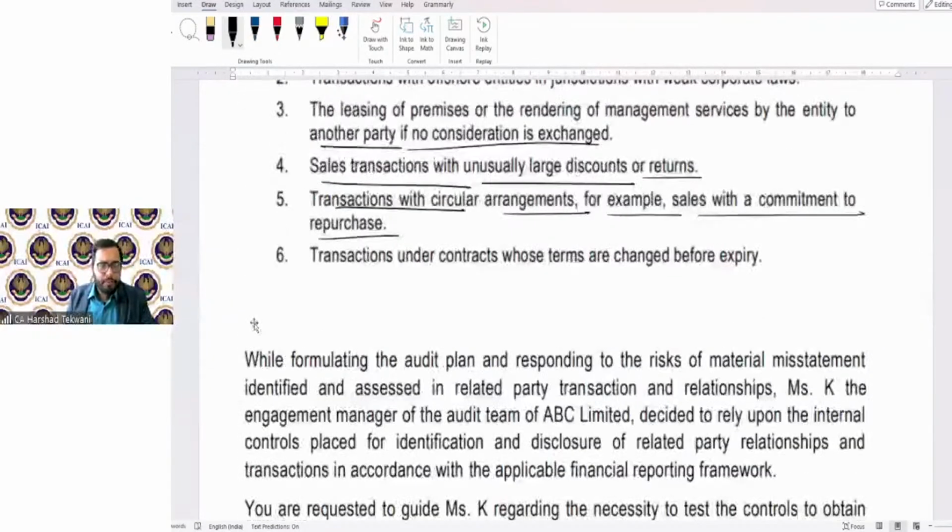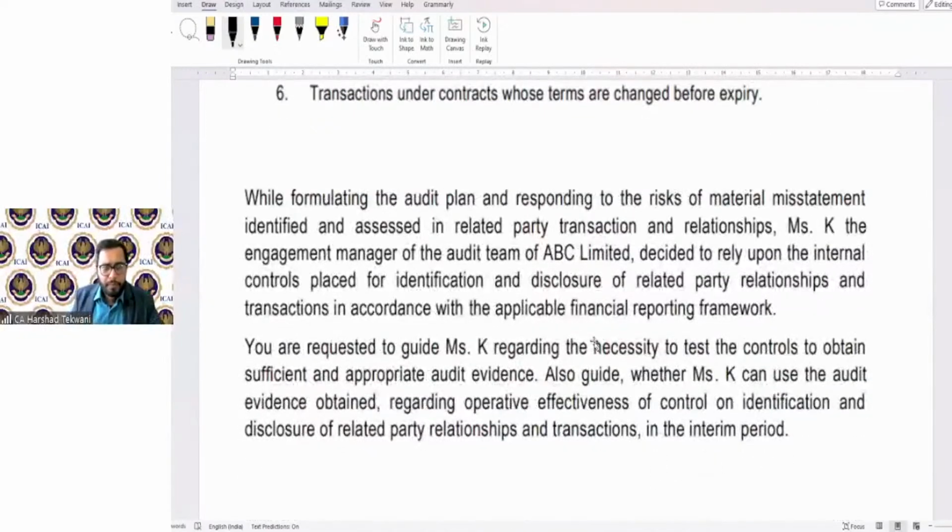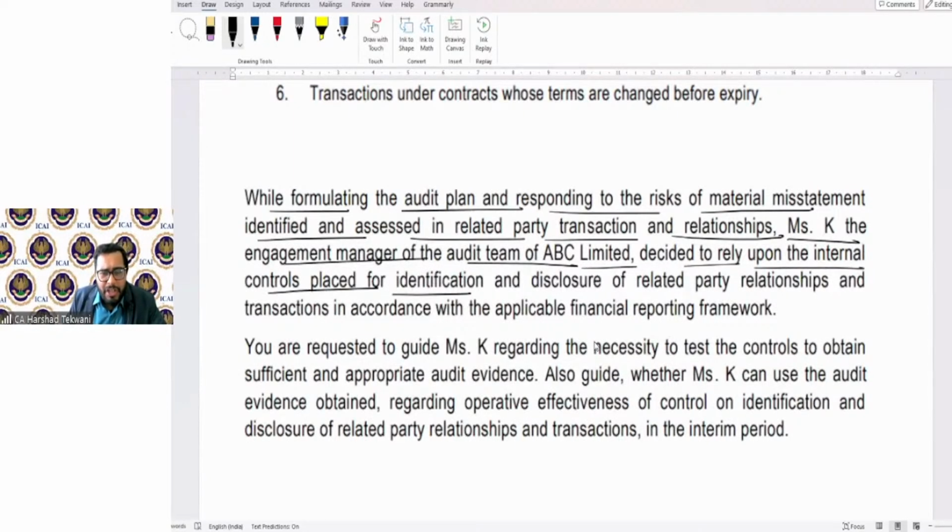Let us see one more. While formulating the audit plan and responding to the risk of material misstatement identified and assessed in the related party transaction and relationship, Ms. K, the engagement manager of the audit team of ABC Limited, decided to rely upon the internal control placed for identification and disclosure of related party relationship and transaction in accordance with the applicable financial reporting framework. Then you are requested to guide Ms. K regarding the necessity to test the control to obtain sufficient and appropriate audit evidence.